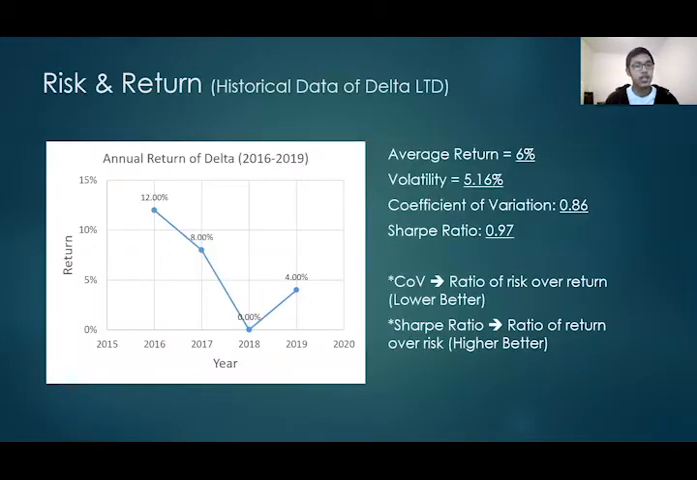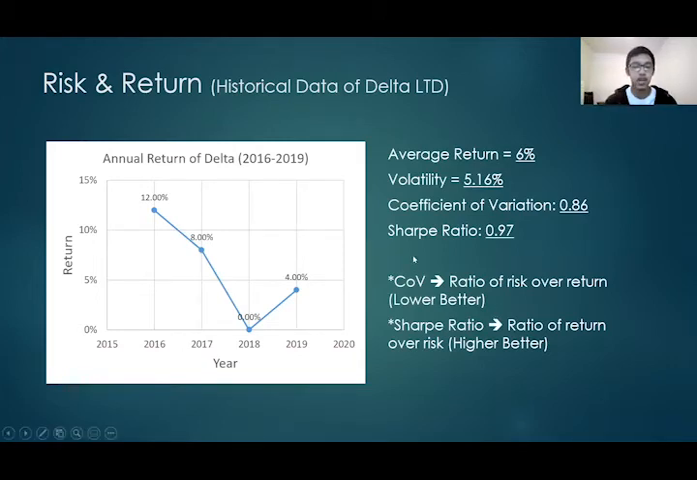So the next section is risk and return. Now let's take a look at Delta's return over the years. Delta has an average return of 6% and a volatility or risk of 5.16%. Using this, we can calculate the coefficient of variation at 0.82%, which is the ratio of risk over return. The lower the coefficient of variation, the better for Delta.